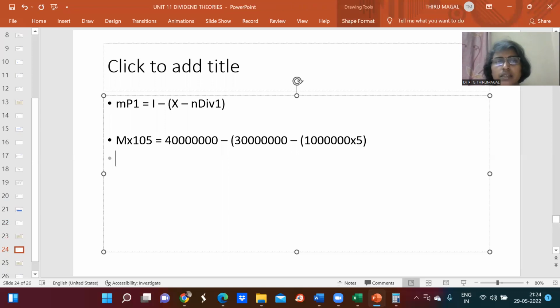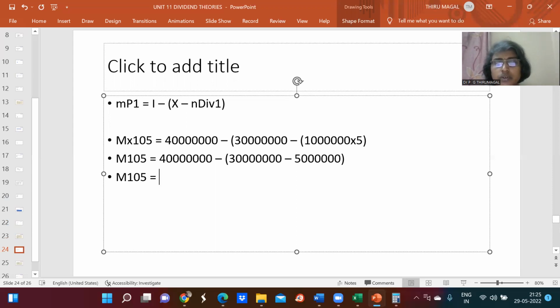So when we multiply, M into 105 equals, we'll mention this 4 crore as it is, minus this 3 crore also as it is, minus 10 lakh into 5, which is nothing but 50 lakhs. Now again we will simplify. M into 105 equals 4 crore as it is, minus 3 crore minus 50 lakh, which is 2 crore 50 lakhs.